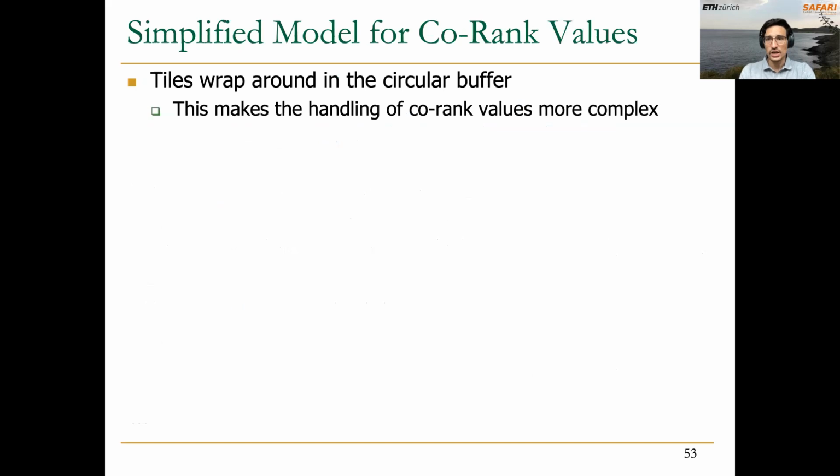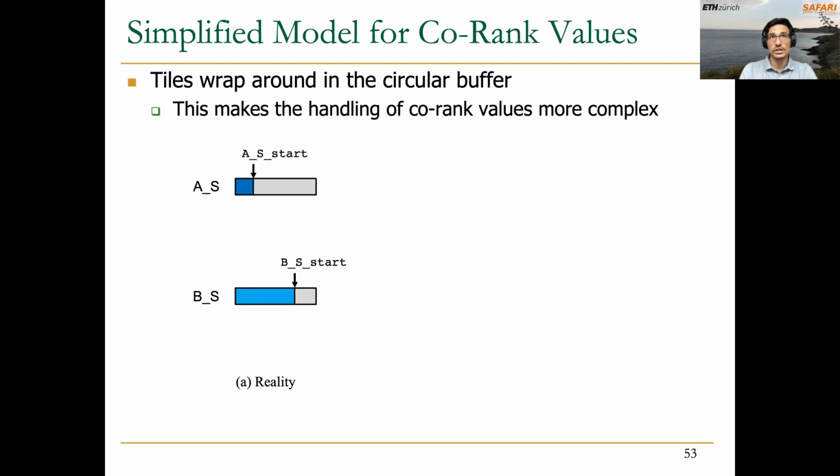Now there is one challenge when handling this complicated data structure: in the circular buffer, the tiles wrap around. That means we may need to compare to a higher ranked value of A or B that may reside in a lower address memory location in shared memory. In the end, this makes the handling of the co-rank values more complex. In reality, we may have initial values of AS start and BS start that are here, and for one particular thread in the thread block using these two tiles, the A current and A next indices might point here, in the case of AS.